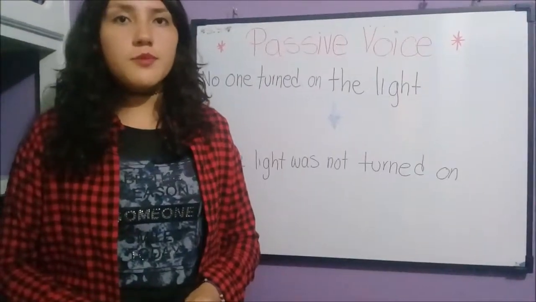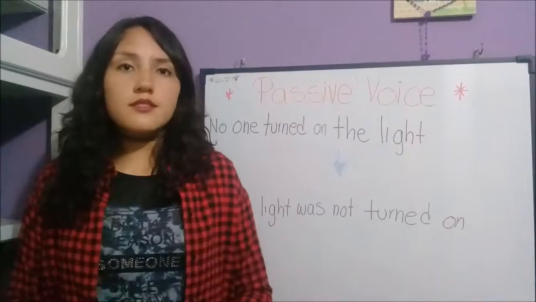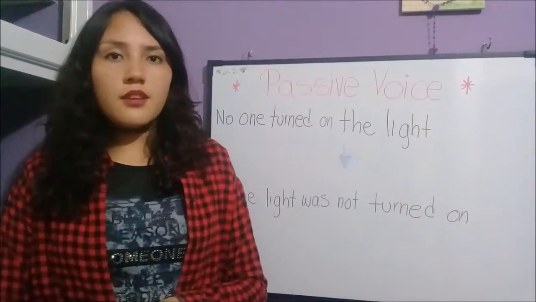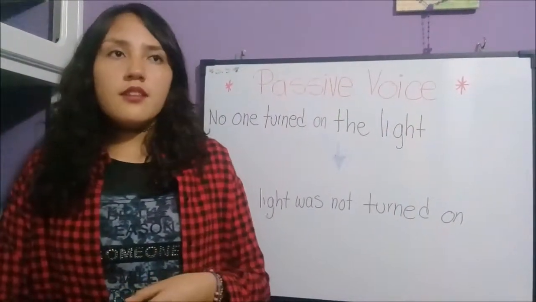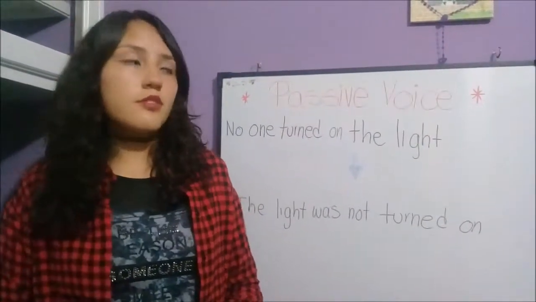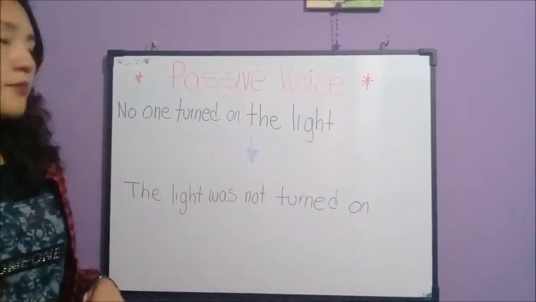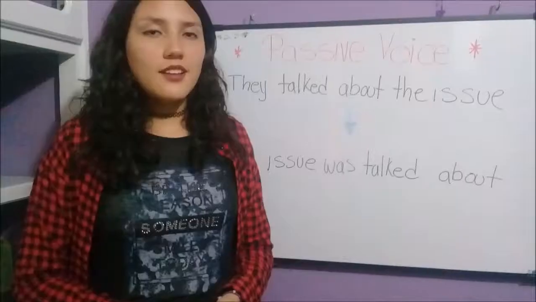We have some tips to make a passive voice sentence. The first one is that if we have at the beginning of the sentence the words nobody or no one, the passive voice sentence will be negative. For example, no one turned on the light, and the passive voice sentence is, the light was not turned on.